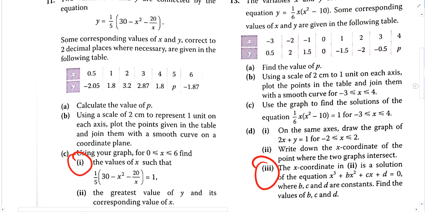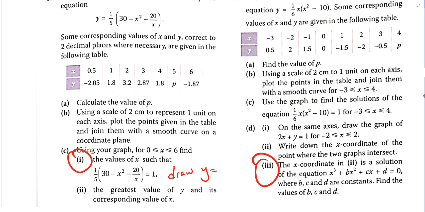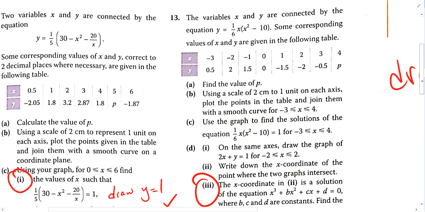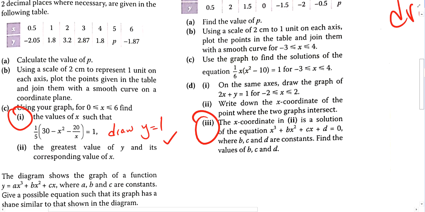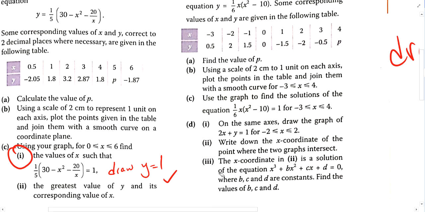Okay, the next one. What shall we draw over here? This is question 11. Draw the graph of y equals to 1. Okay. Then I believe this is the last question that I gave you. The x coordinate in part 2, where we have two graphs intersecting.